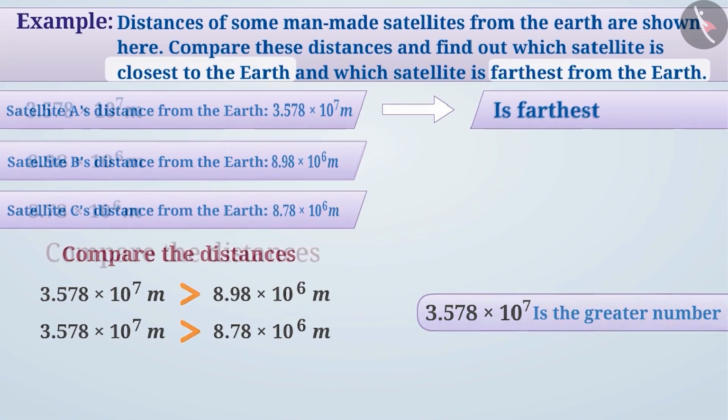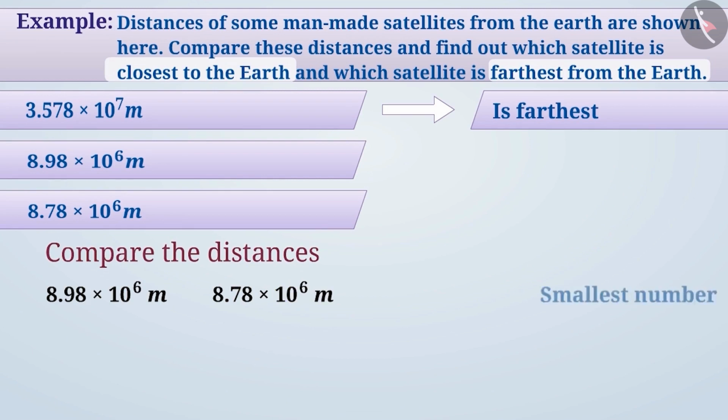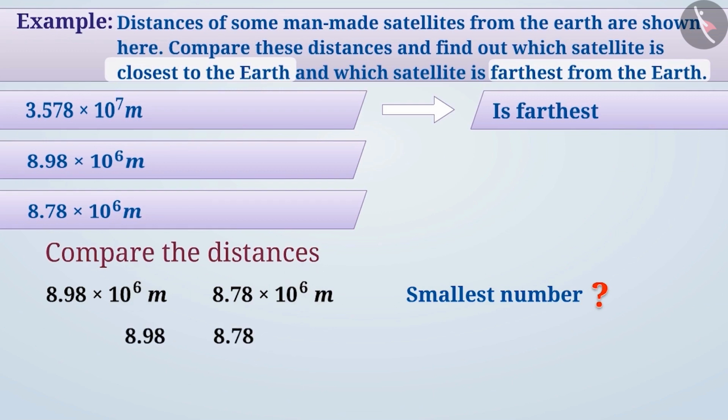For this, we will compare the two remaining distances, that is 8.98 into 10 to the power of 6 meters and 8.78 into 10 to the power of 6 meters, and find out which is the smallest number. Here, we can see that the power of 10 is equal in both numbers. In such a case, we compare the decimal numbers. Here, 8.78 is smaller than 8.98.